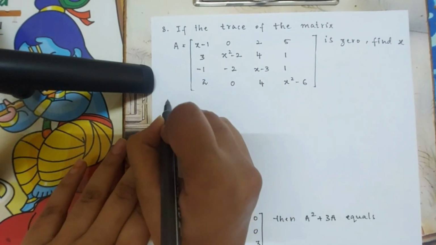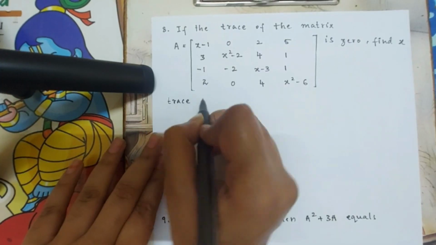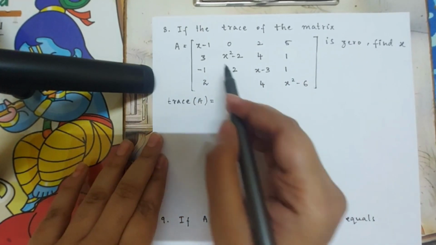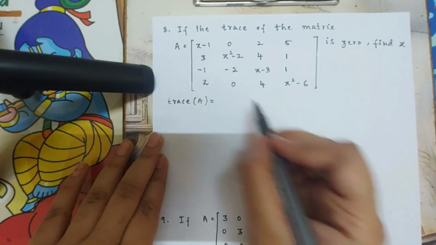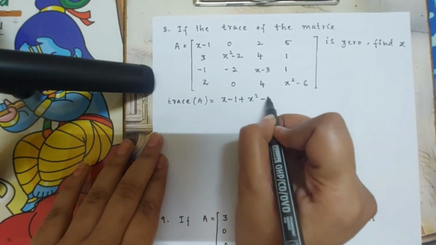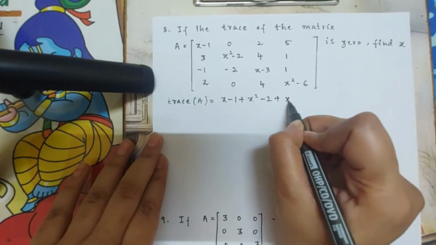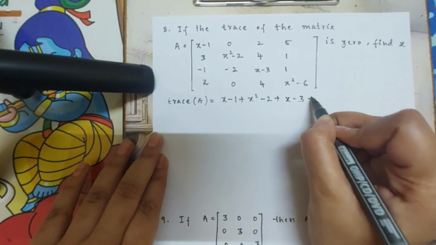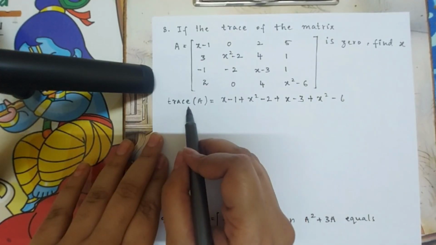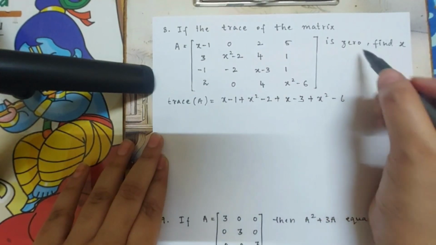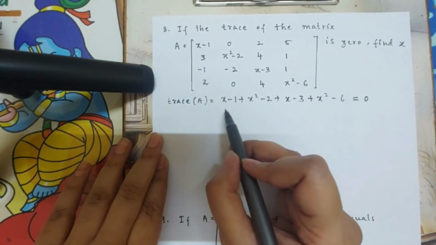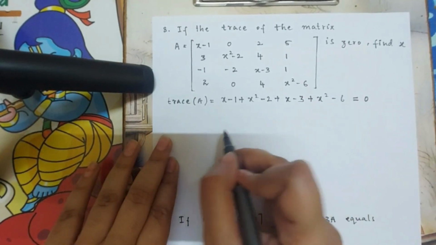So the trace of matrix A will be equal to the sum of its diagonal elements, that is x minus 1 plus x squared minus 2 plus x minus 3 plus x squared minus 6. Now this value is given as 0, so this will be equal to 0. So let us add this and write the equation first.